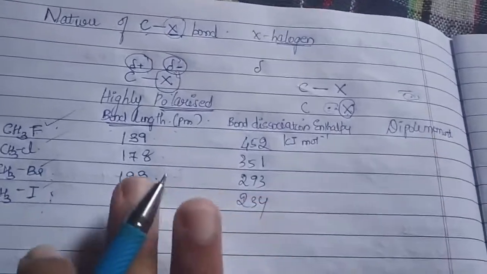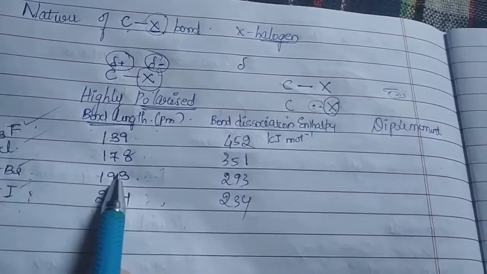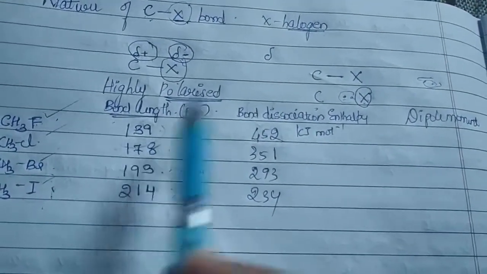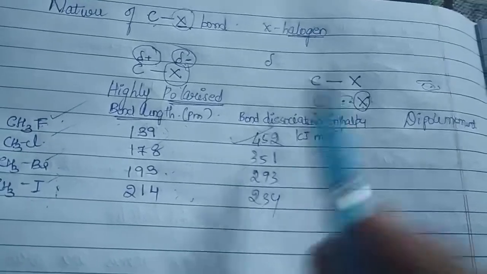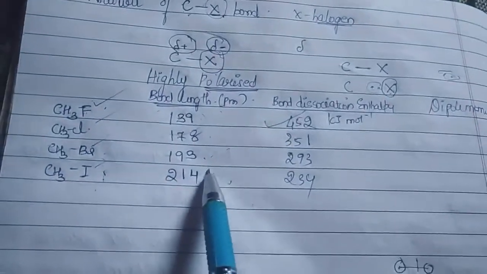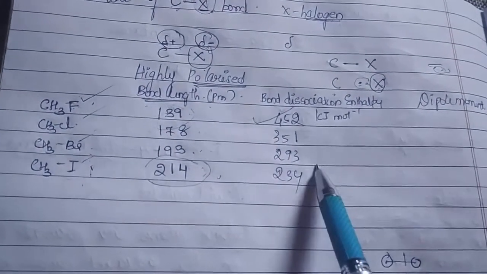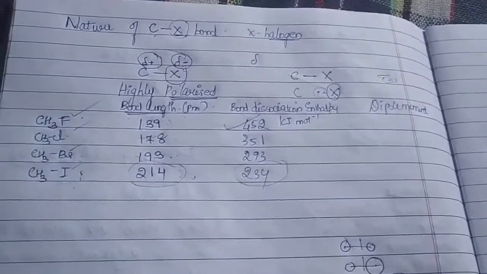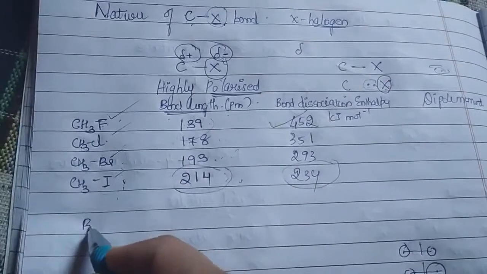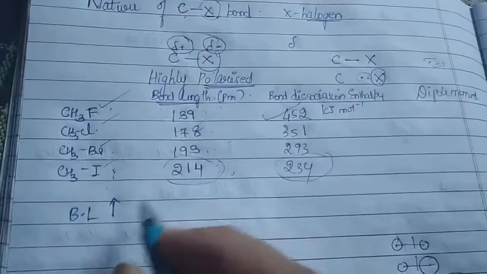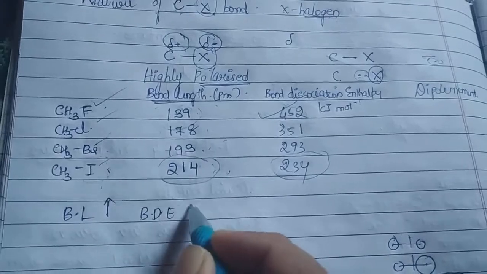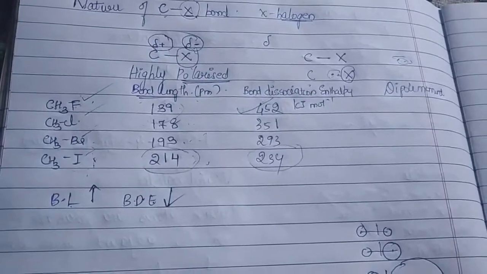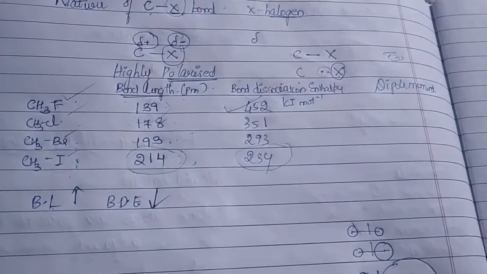So what is the thing? How can you relate these two things? Can you just see? What we are observing is, as the bond length is smaller, the bond dissociation enthalpy is greater. As the bond length is greater, the bond dissociation enthalpy is smaller. So the general relationship is, as the bond length increases, the bond dissociation enthalpy decreases. Bond length and bond dissociation enthalpy are inversely proportional.